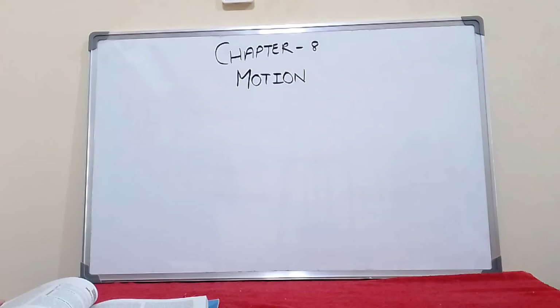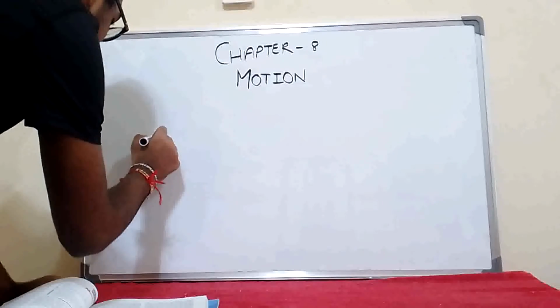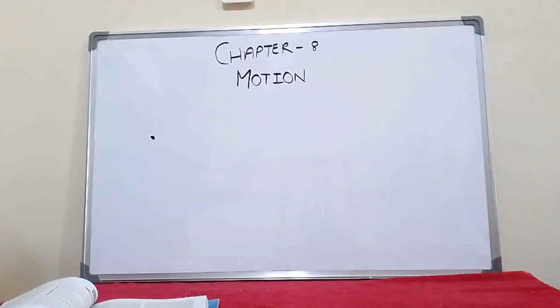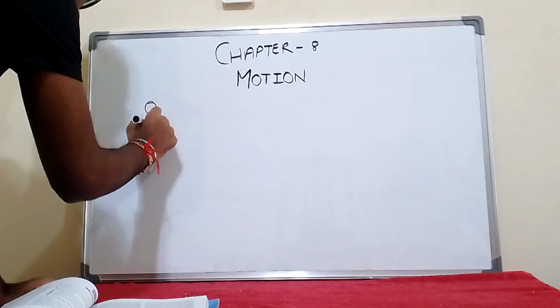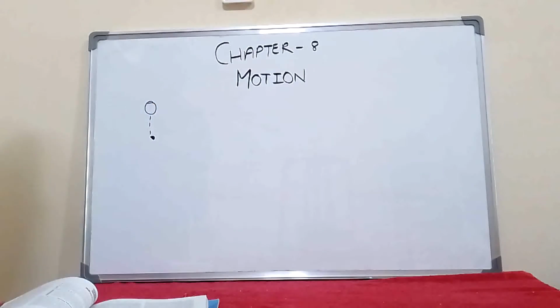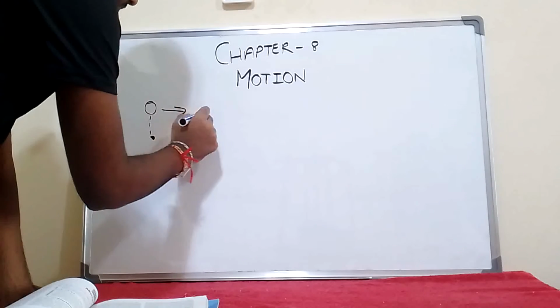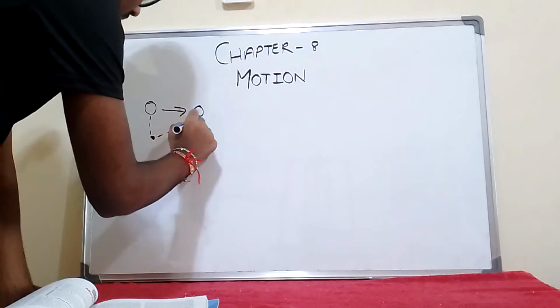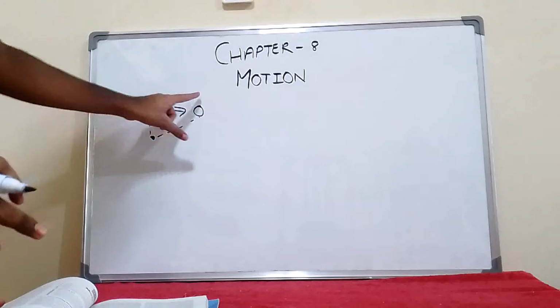Motion is the change of position of an object with respect to an origin. Origin means a reference point. For example, there's a reference point here, and we can say the object is 2 centimeters away from the reference point. If it changes its position, and suppose the object comes here, then the distance is going to change between them. So we can see that there's a change in the position of an object.